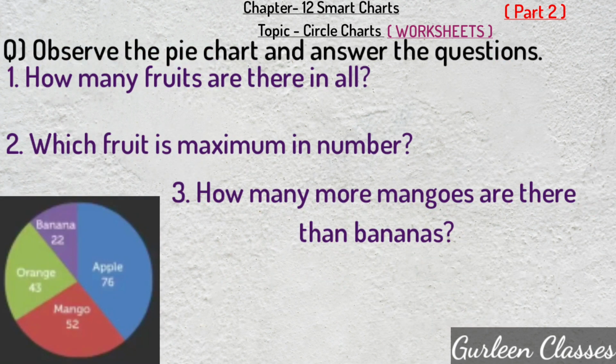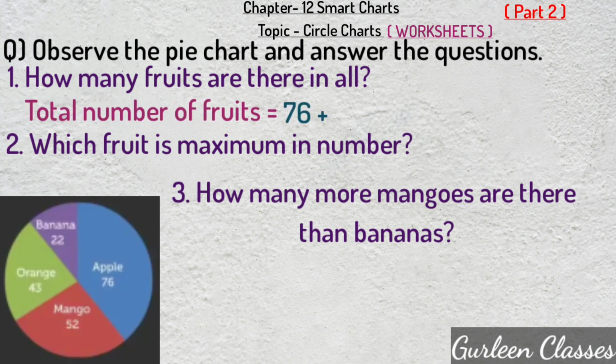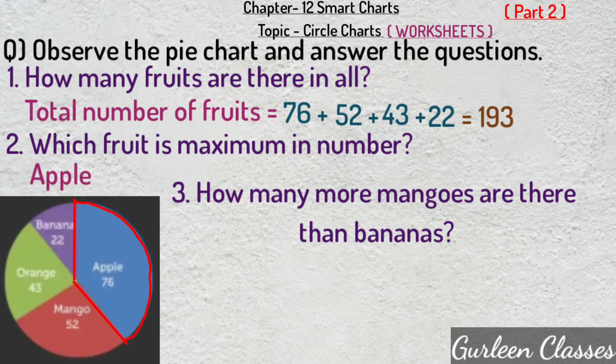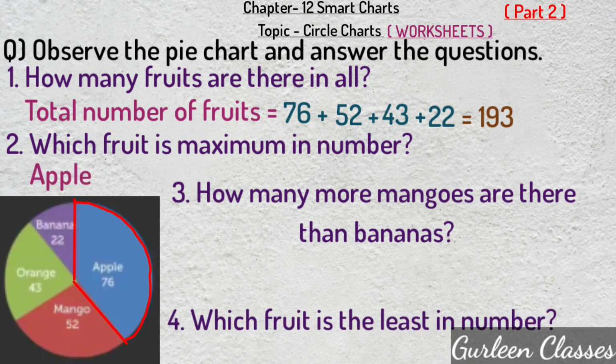So the question is, observe the pie chart and answer the questions. Number 1, how many fruits are there in all? So total number of fruits is equal to 76 plus 52 plus 43 plus 22. That is equal to 193. Next question, which fruit is maximum in number? So as apple occupies largest segment in the pie chart, so here apple is maximum and the number is 76.